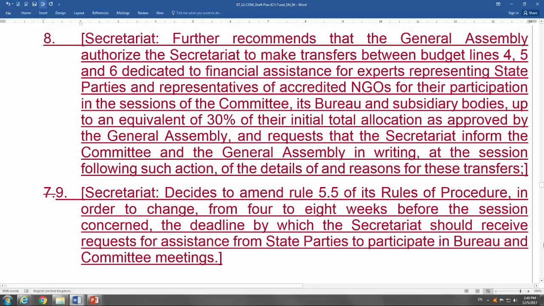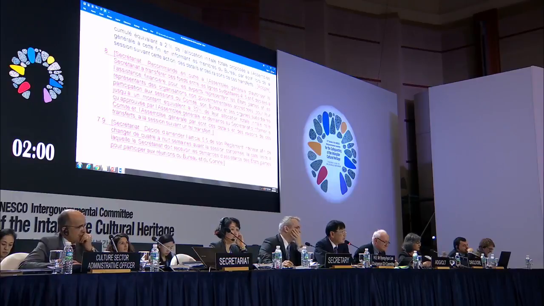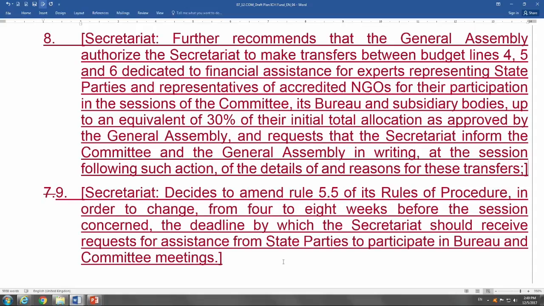New paragraph 8. This was one of the additional paras mentioned by the Secretariat yesterday, and the text was sent to committee members last night. This para authorizes a margin of flexibility between lines 4, 5, and 6. Do I see any objections? None. Adopted.